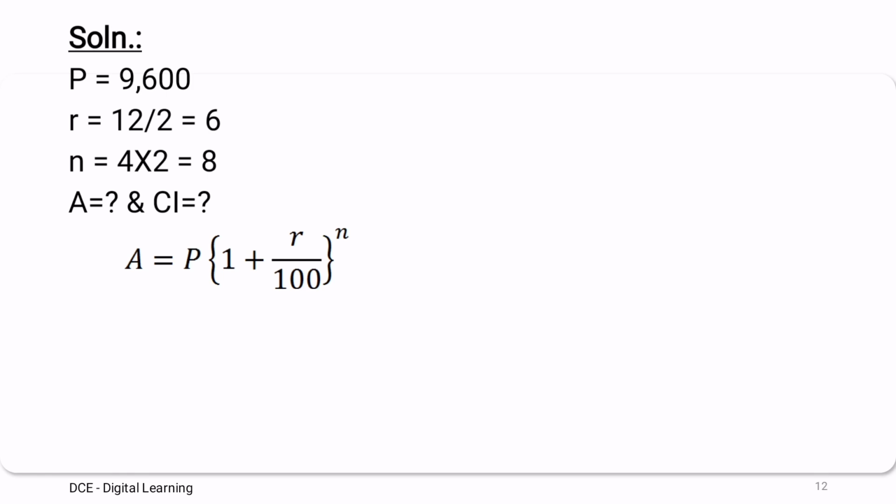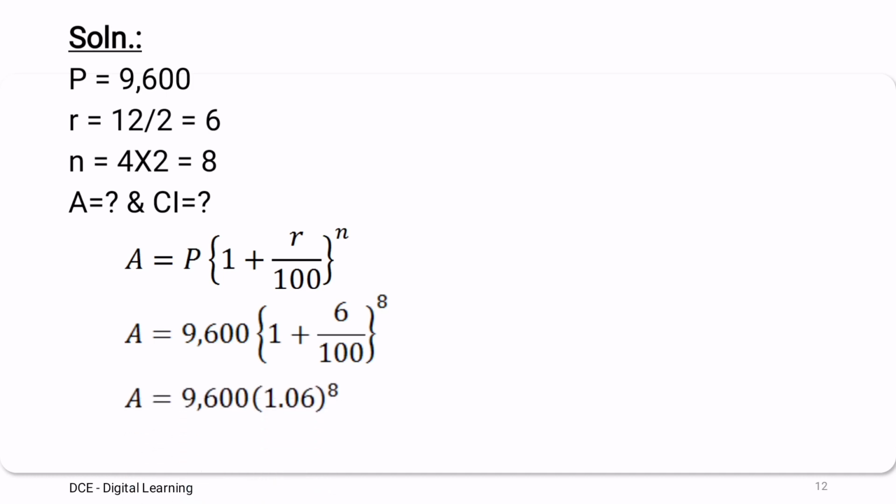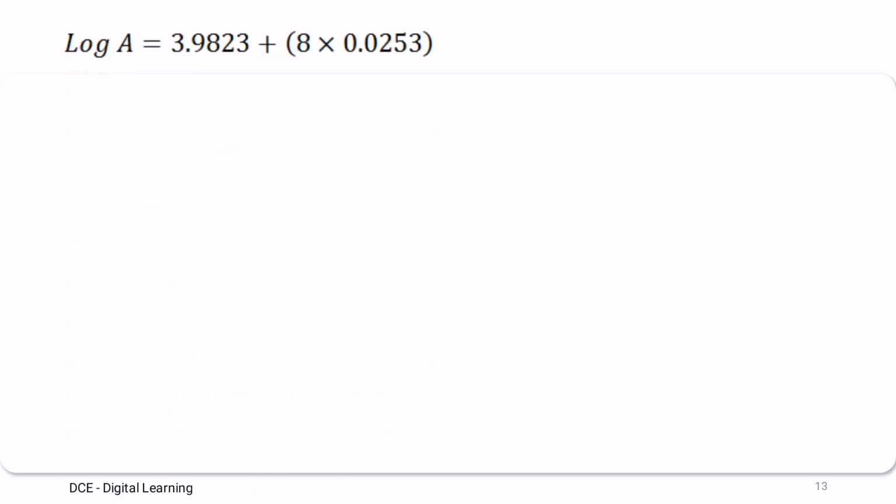So A equals P into bracket 1 plus R divided by 100 raised to N. So A equals P 9600 into bracket 1 plus 6 divided by 100 raised to 8. A equals 9600, 6 divided by 100 is 0.06 plus 1 is 1.06 raised to 8. If we apply laws of logarithm, then log A equals log of 9600 plus 8 into log of 1.06. So log of A equals log of 9600, which is 3.9823, plus 8 into log of 1.06, which is 0.0253.